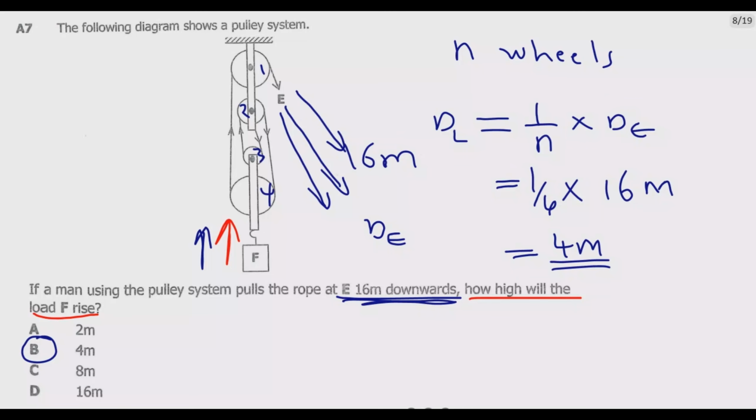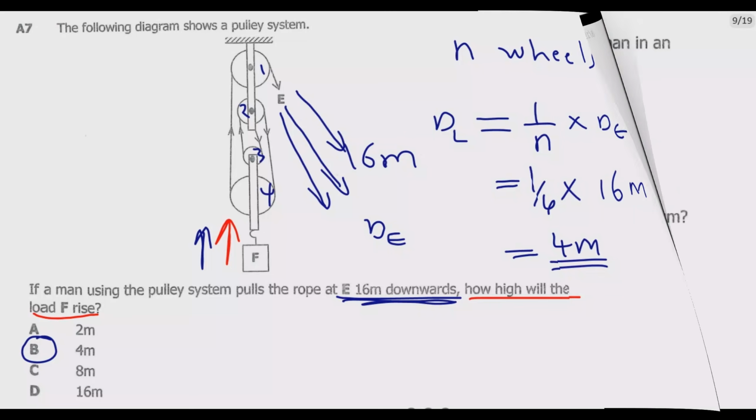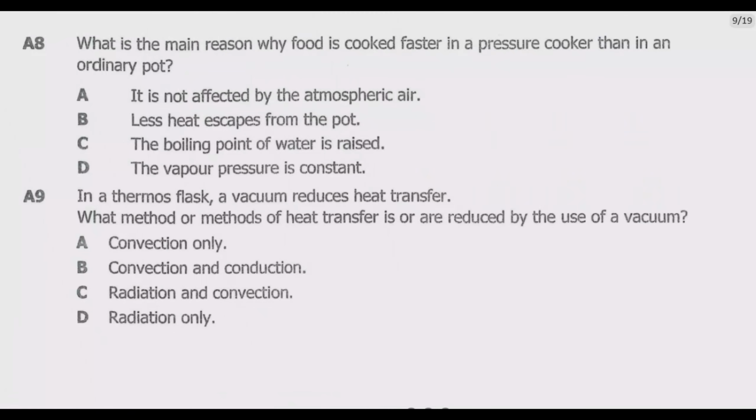Why is this the case? This is because the mechanical advantage of a pulley system is equal to the number of sections of the rope that the load supports.